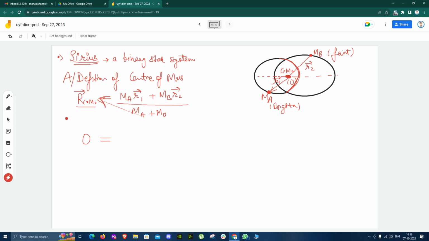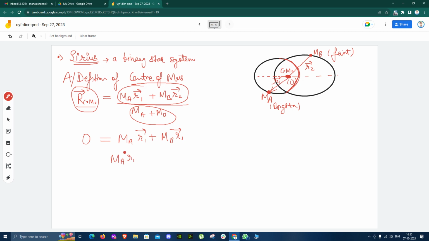Now 0 will be equal to this whole expression, and the denominator we can ignore. It can't be 0, but RCM is 0. That means this numerator itself is 0. So MA R1 plus MB R2 vector will be equal to 0. Now what becomes of this equation? MA R1 vector will be equal to minus MB R2 vector. Now MA divided by MB will be equal to minus R2 divided by R1.